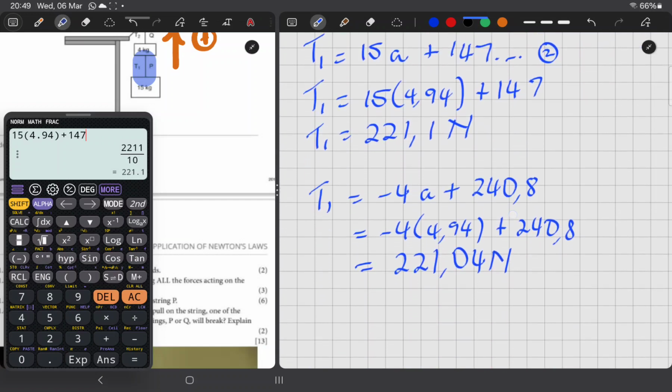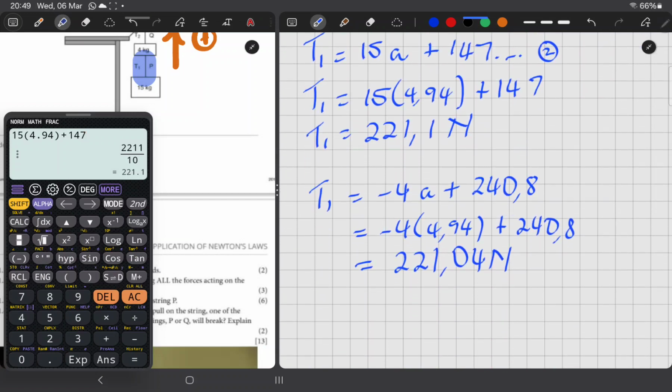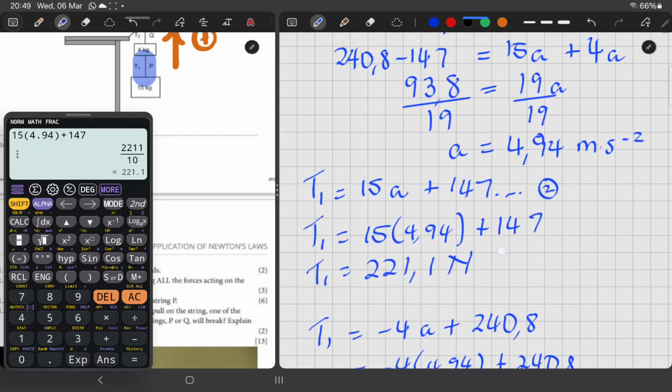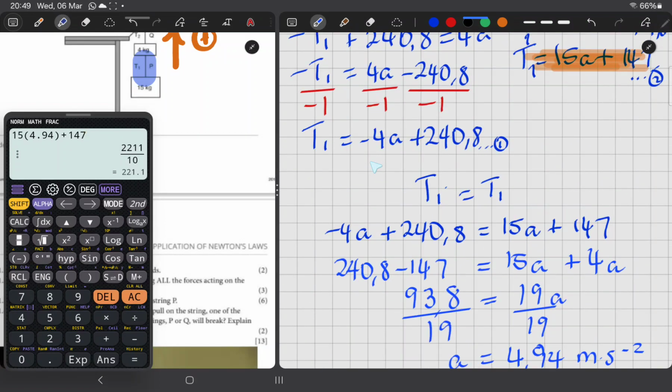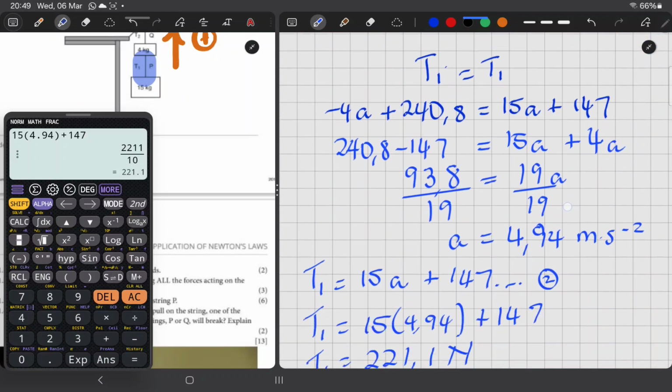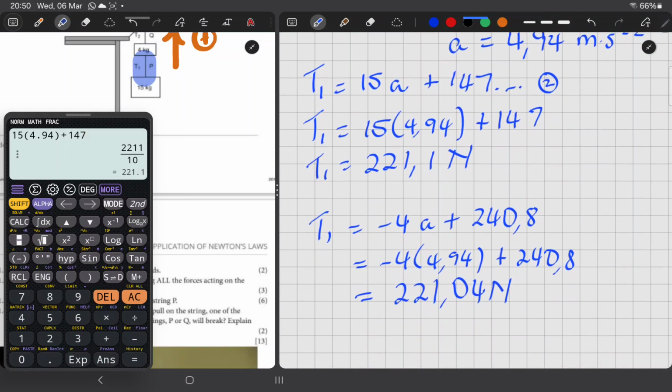And if I decided to use equation number 1, which is -4a plus 240,8, I will still get the same answer. So it will depend on which equation you use. What matters is the answer will be the same.